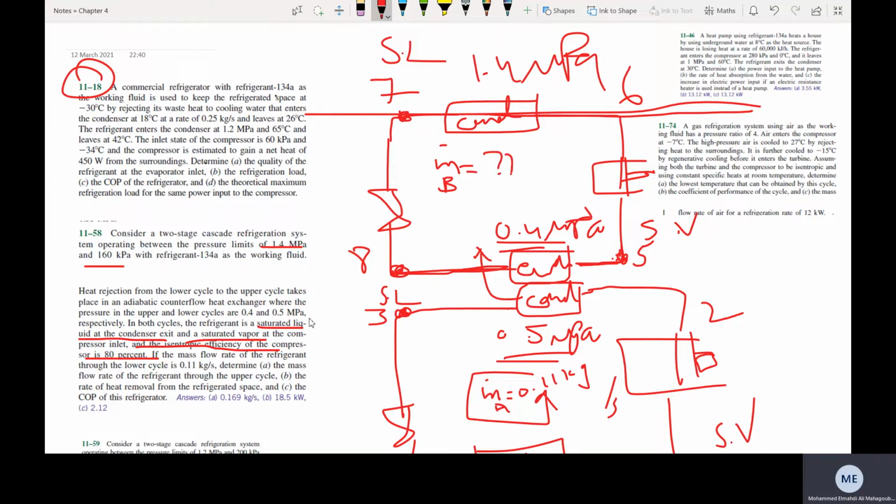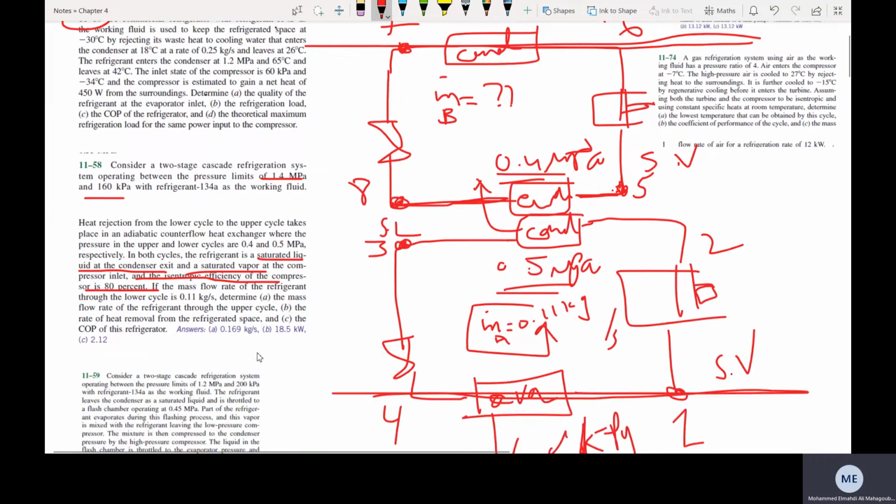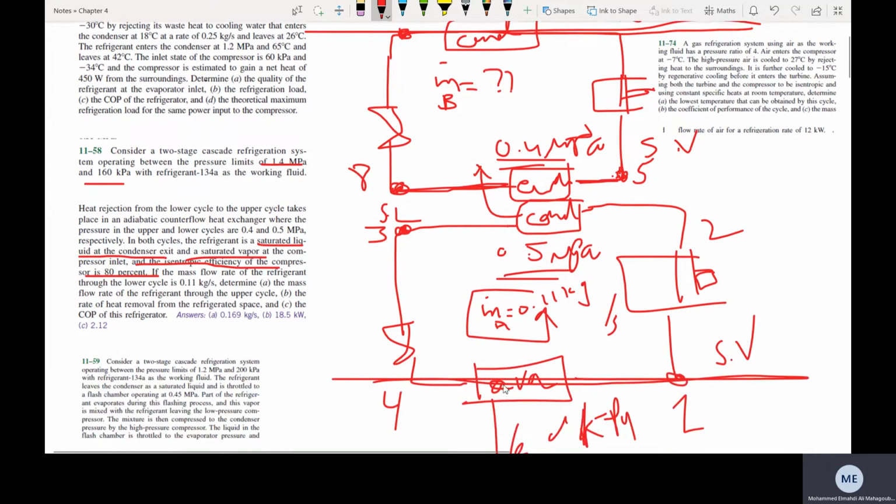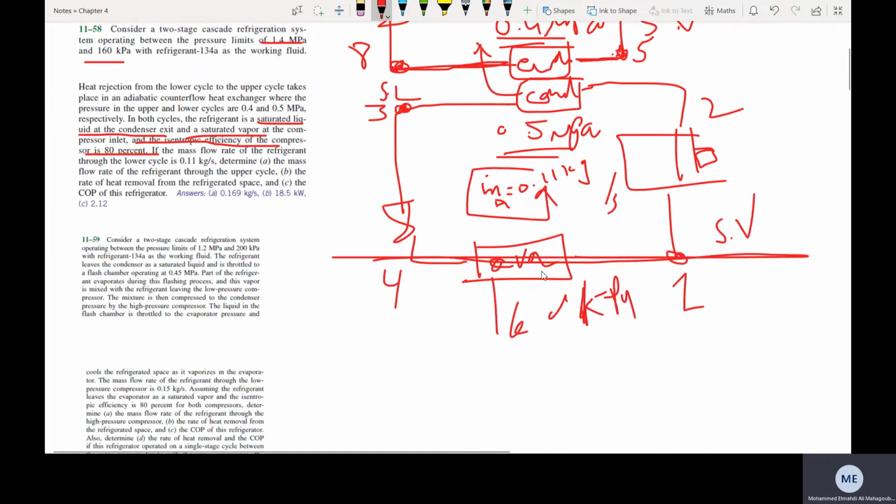So this is one of the things that I need to find. I need to find the mass flow rate of the refrigerant through the upper cycle, and the rate of heat removal from the refrigerated space. Okay, so here, this is the refrigerated space. I'm removing heat from it.